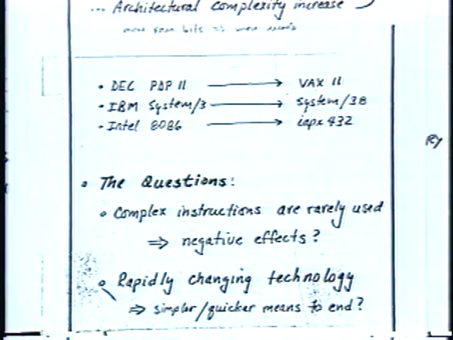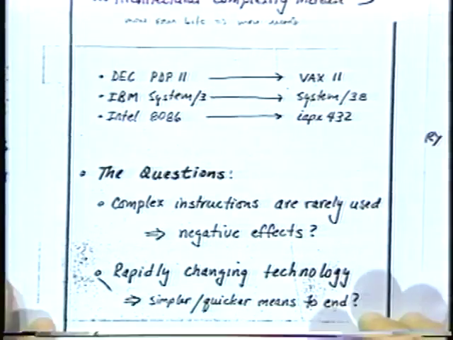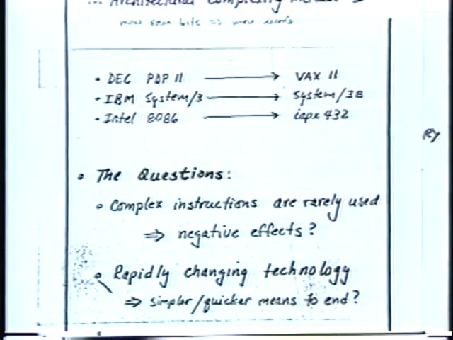But what are some of the examples of that increasing complexity? The PDP-11, one of the most popular minicomputers, the successor of that was the VAX-11, one of the more complicated computers that's been made. The IBM System 3 evolved into the System 38, which is a capability-oriented machine, a fairly complicated machine. And the Intel 86, its follow-on machine was the Intel iAPX 432, again, a very complicated computer.